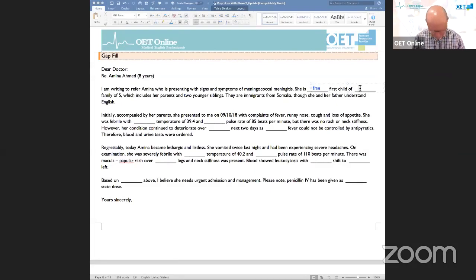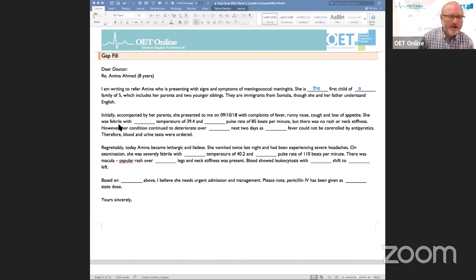Of a family of 5, thank you. Which includes her parents and 2 younger siblings. They are immigrants from Somalia, though she and her father understand English. Initially, accompanied by her parents, she presented to me on the 9th, 10th, 18 with complaints of fever, runny nose, cough, and loss of appetite.